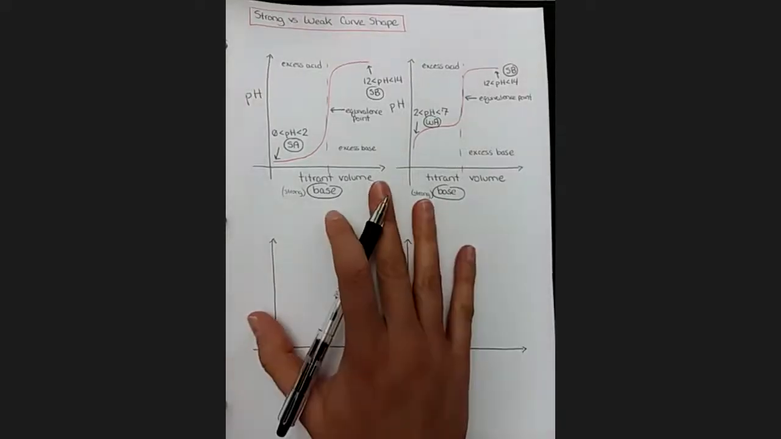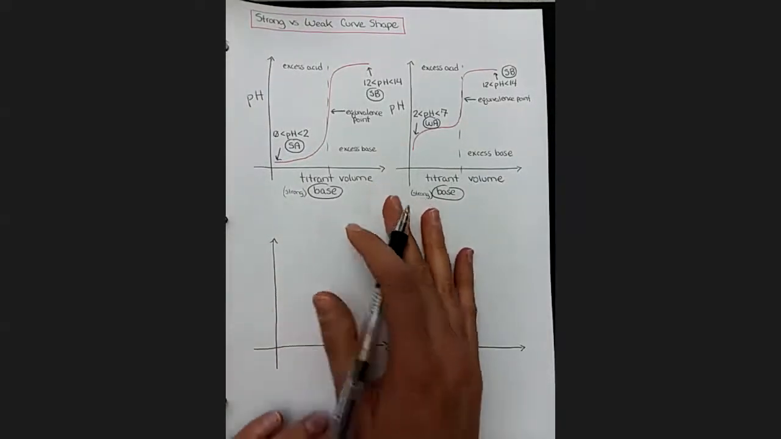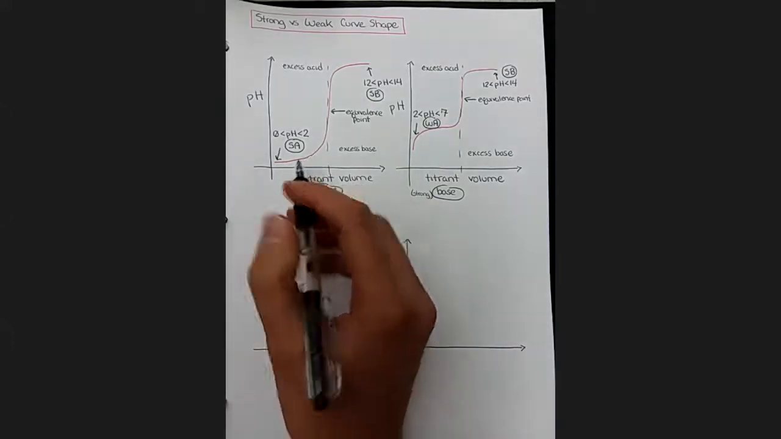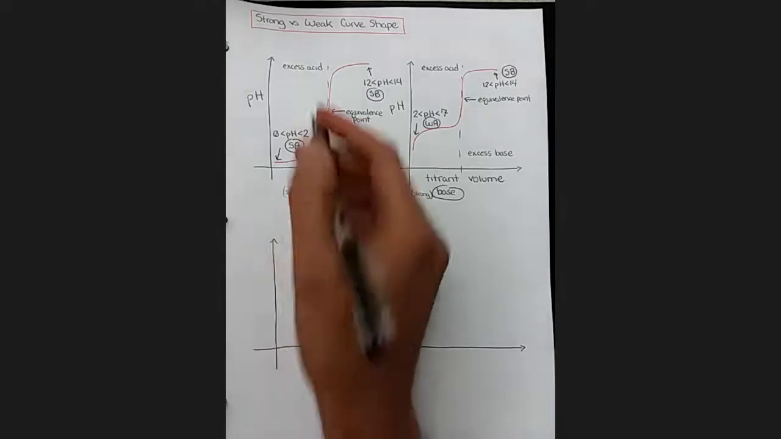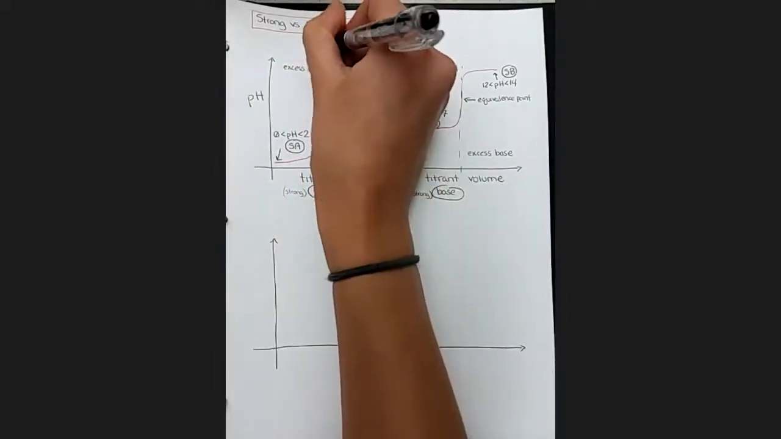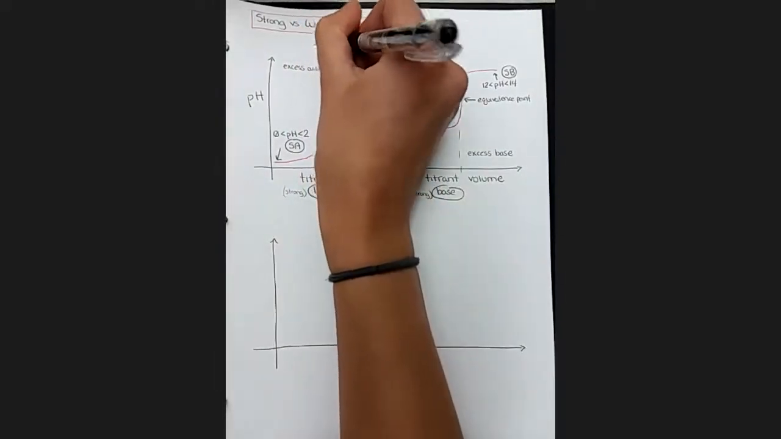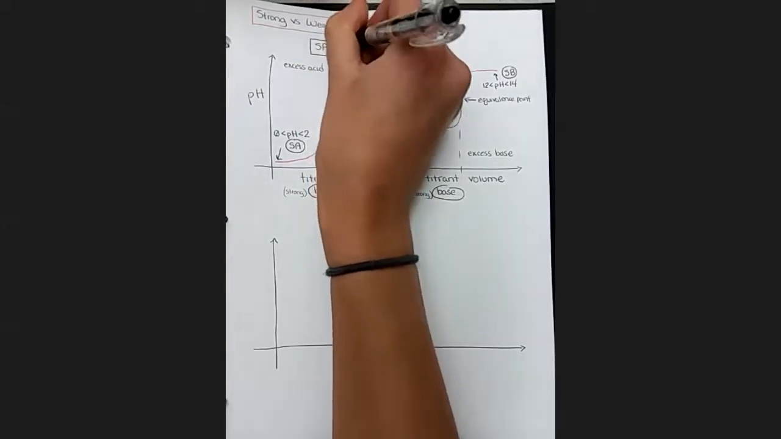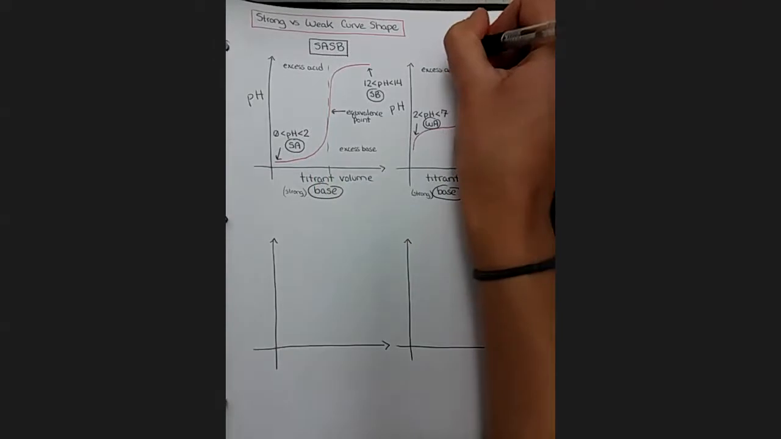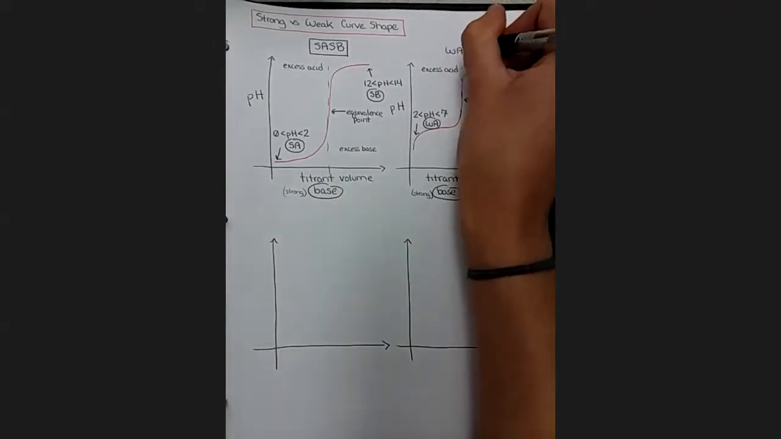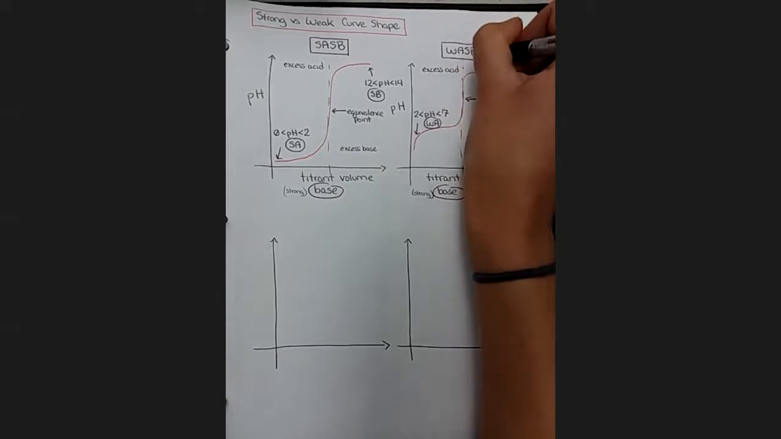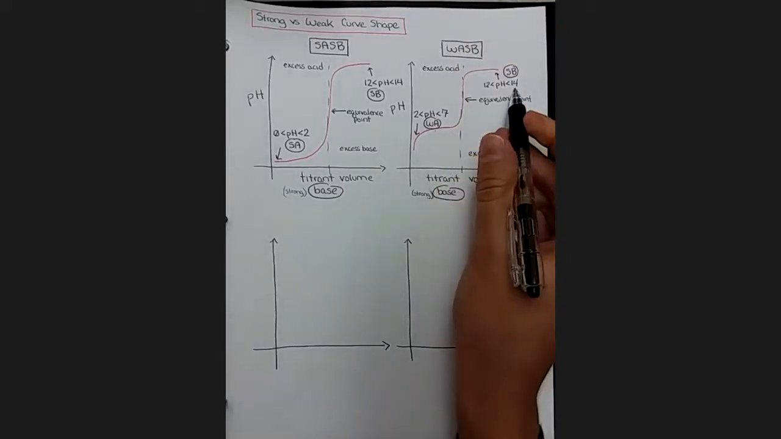Let's see, what else can we find that looks different about these two pictures? Another thing that looks different on the left half is the shape of the curve, right? On the strong picture, we can label them. So this one's going to be strong acid, strong base. And this one is going to be weak acid, strong base. We like to name them from left to right, the left region and then the right region.